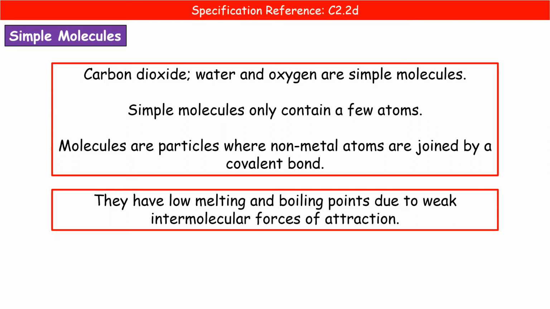Because the overall molecule is small, they're going to have low melting and boiling points. And this is down to the fact that there are only weak intermolecular forces of attraction. So anytime you're asked about why a substance has a low melting or low boiling point, weak intermolecular forces of attraction is the phrase to use.